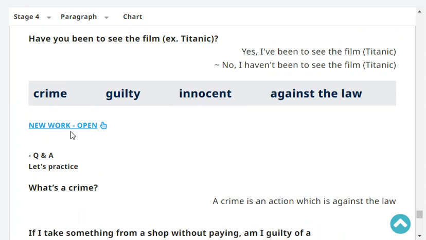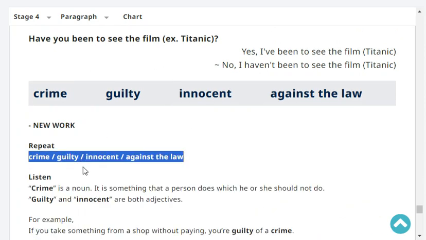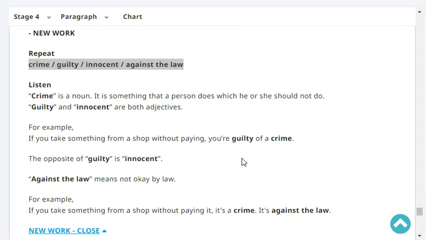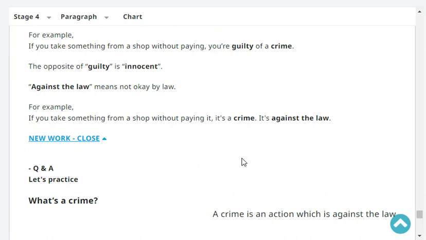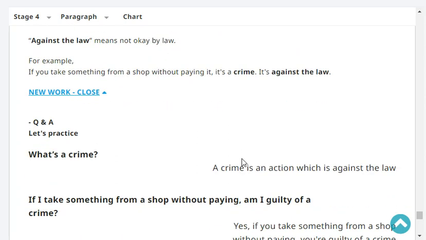Okay, next repeat. Crime. Guilty. Innocent. Against the law. Very good. Okay, listen. Crime is a noun. It is something that a person does which he or she should not do. Guilty and innocent are both adjectives. For example, if you take something from a shop without paying, you're guilty of a crime. The opposite of guilty is innocent. Against the law means not okay by law. For example, if you take something from a shop without paying, it's a crime. It's against the law.